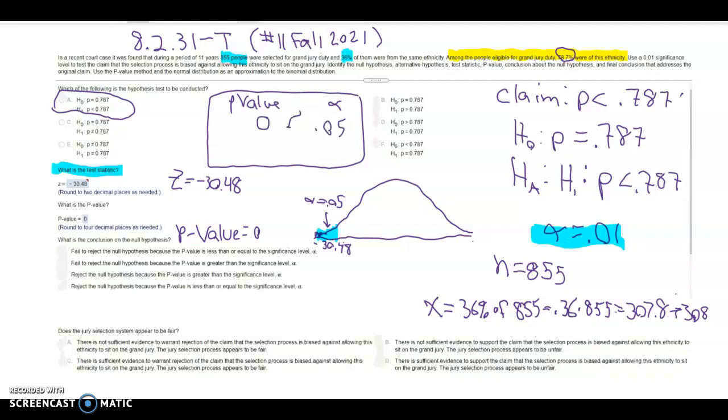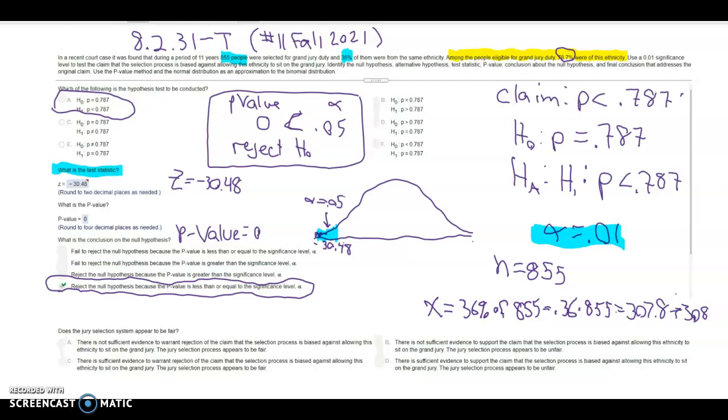And 0.05 is obviously greater than 0. And if p is low, null must go. So we're going to reject our null hypothesis. Let's now take a look at our answer choices. You can see here that we are going to reject the null hypothesis because the p-value is less than or equal to our significance level alpha, as I just demonstrated for you above.